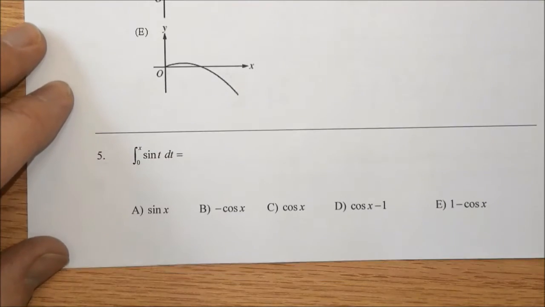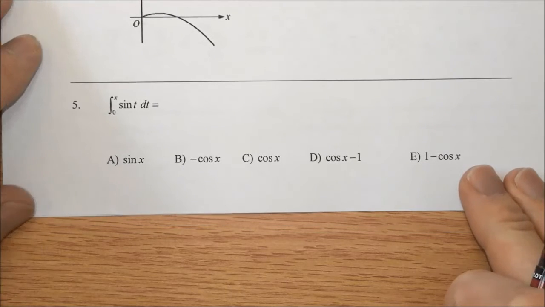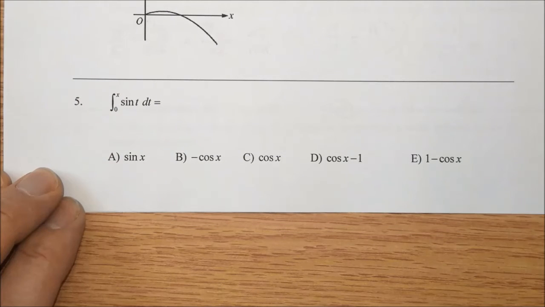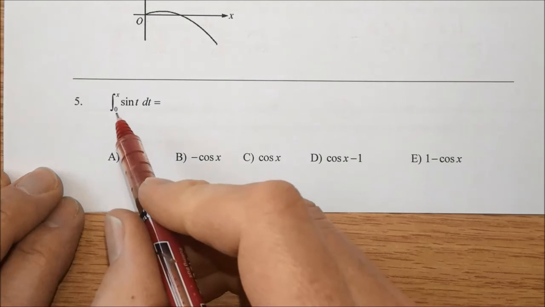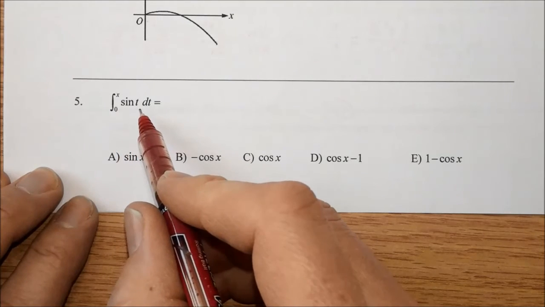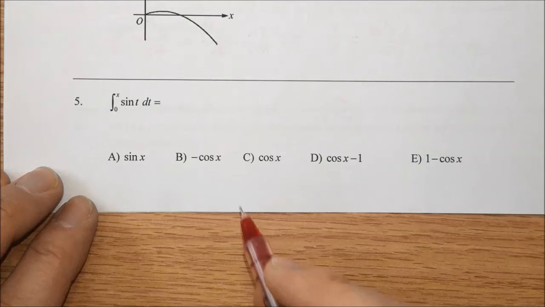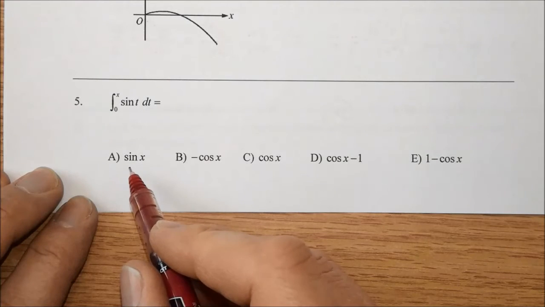Scrolling down to number 5. Let you know right now that a question like this is not on my quiz, but something to be prepared for. This is the integral from 0 to x of sine t dt. Now right away we seem like we want to circle option A.